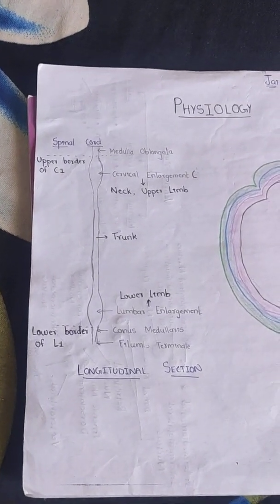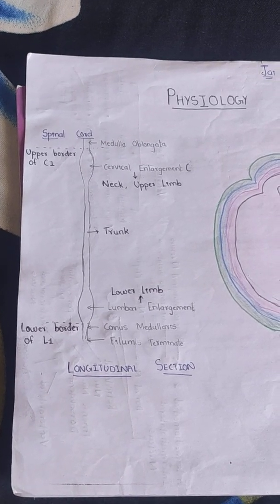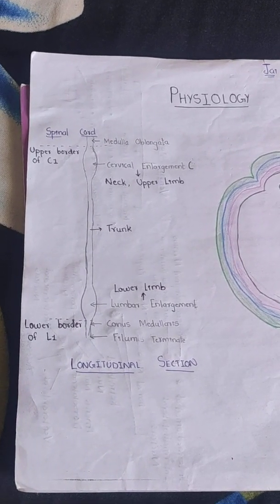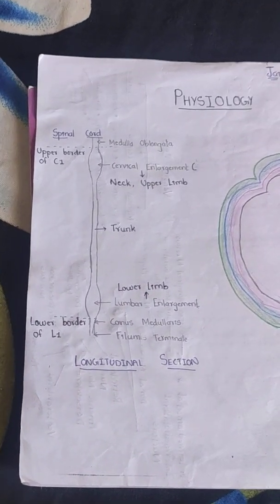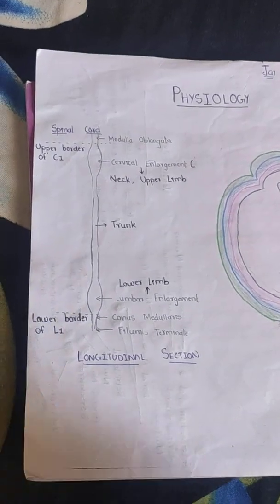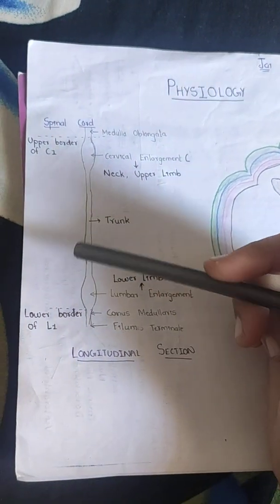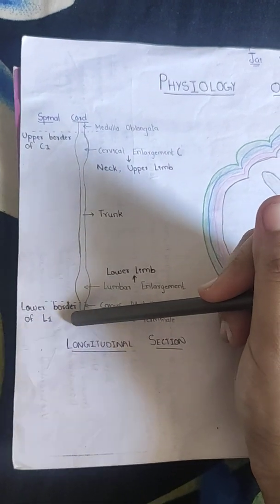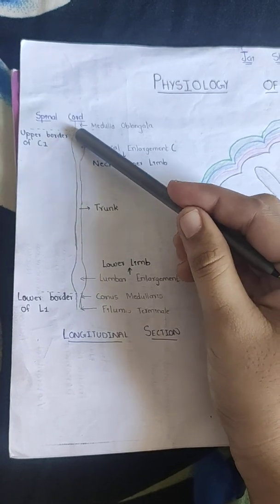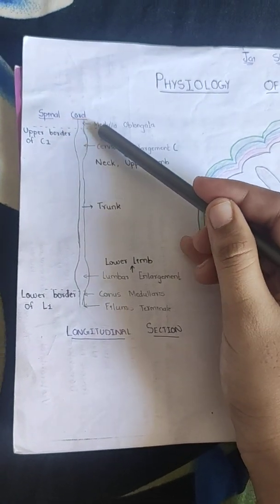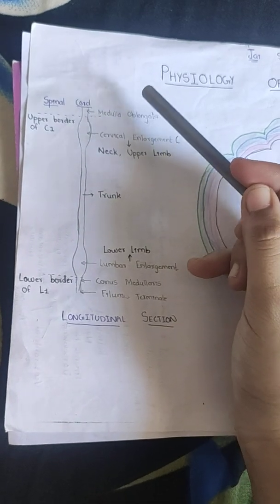Spinal cord is a part of central nervous system which connects entire body with brain. Spinal cord is around 45 cm long. It extends from upper border of first cervical vertebra to lower border of first lumbar vertebra. It begins at foramen magnum and continues above with medulla oblongata.